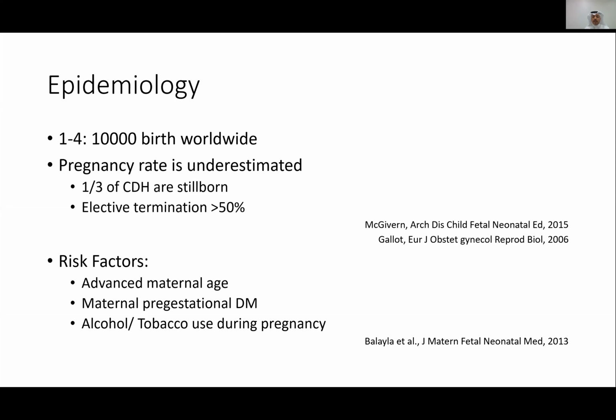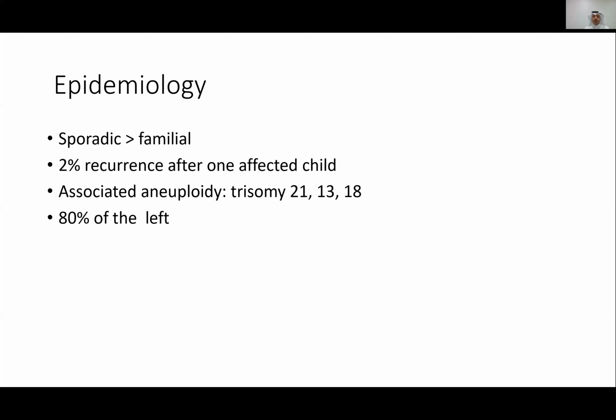Because of these reasons. So risk factors include advanced maternal age, maternal pregestational diabetes, and alcohol and tobacco use during pregnancy. The majority of CDH cases are sporadic. However, there are a few reported familial cases. If there is one affected child in the family, the chance of having another affected baby is about 2%. Associated aneuploidy like trisomy 21, 13, and 18 are fairly common. 80% of CDH is on the left side.